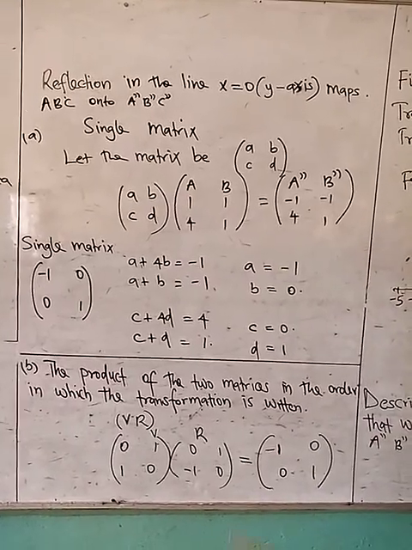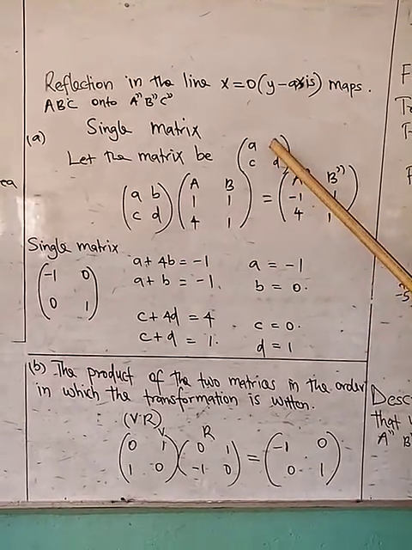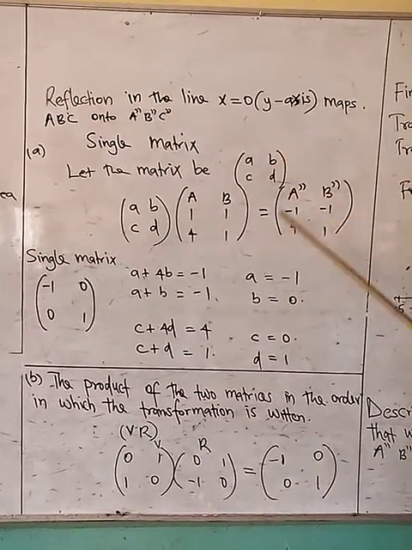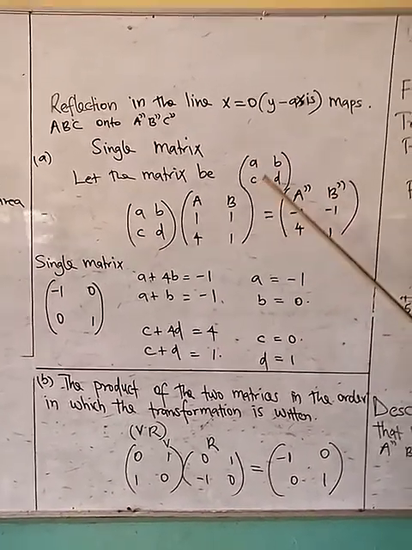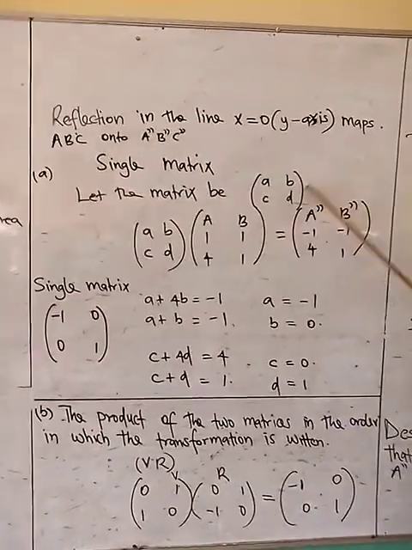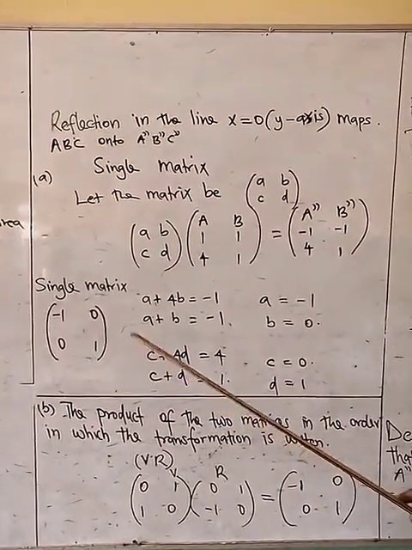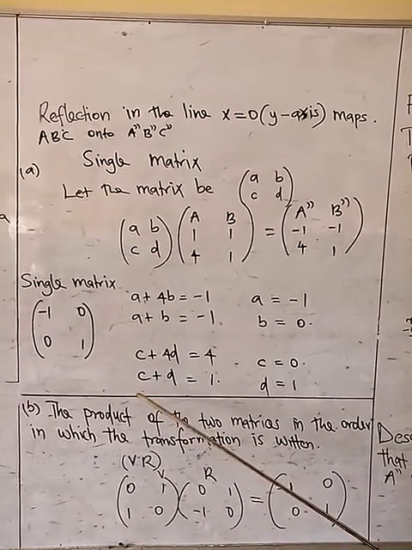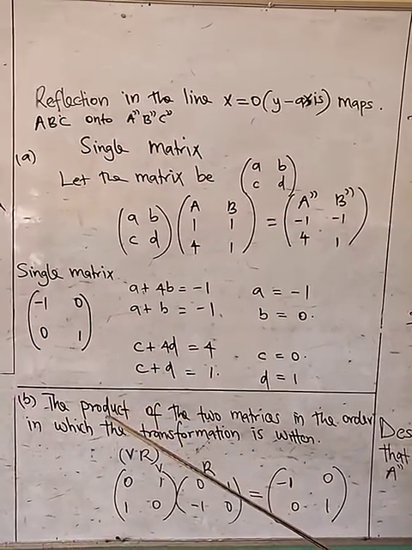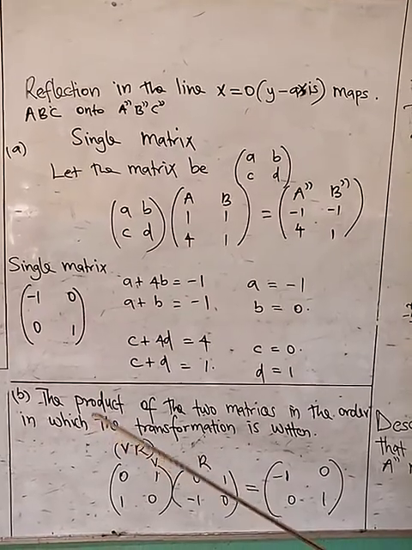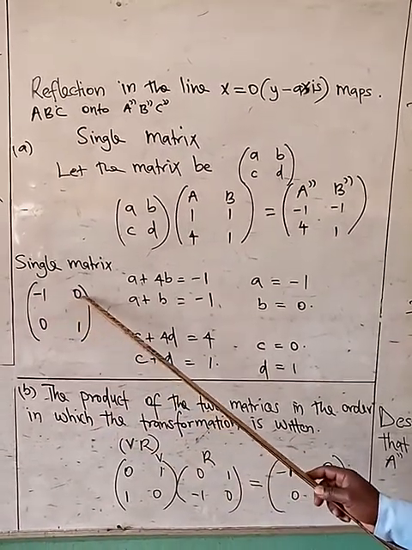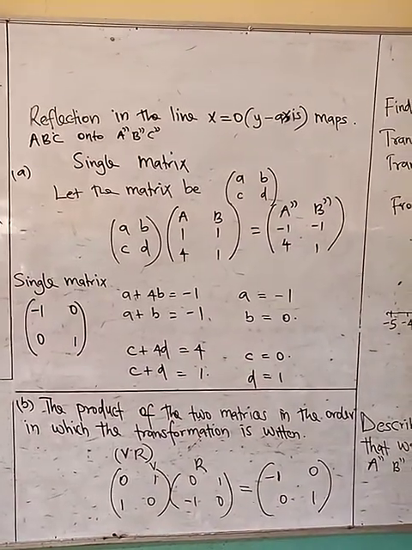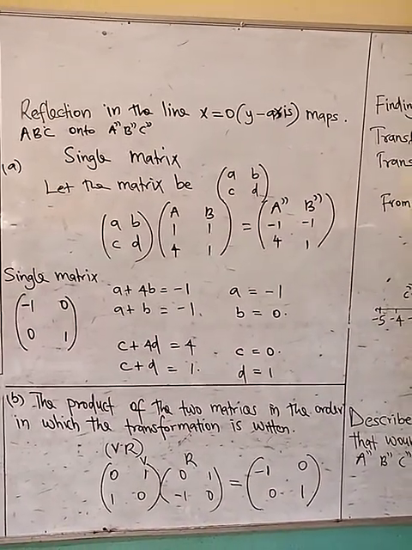We substitute for A, B, C and D in our matrix: A is -1, B is 0, C is 0, and D is 1. When we write them, we find that the single matrix that maps A, B, C onto A double prime, B double prime, C double prime is (-1, 0; 0, 1).